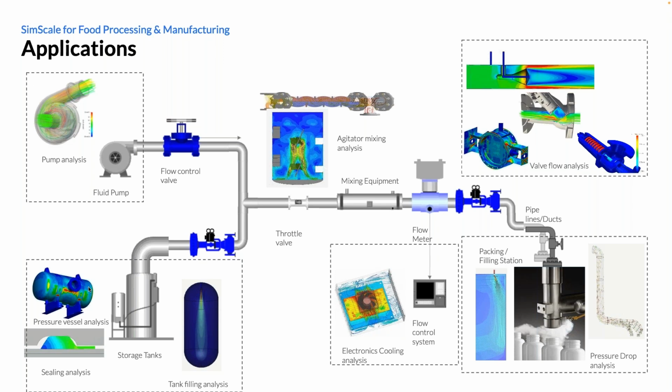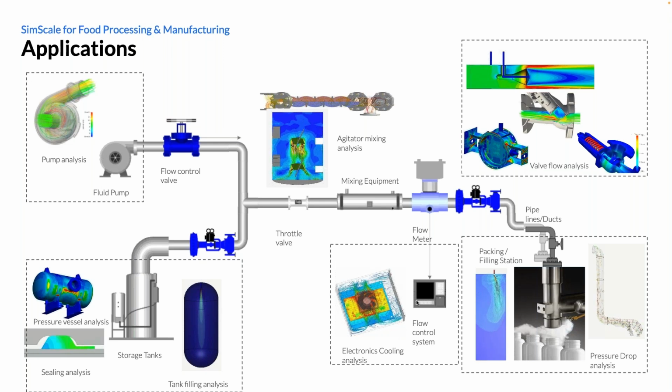If you go through the process line, there is other equipment which comes under flow control devices, like valves, where you can find out at which valve position or valve opening you can achieve the required flow rate. And on the flip side, if you have a flow control system with electronic devices, SimScale can also be used to see the thermal effects and thermal cooling that might be required for some cases here.